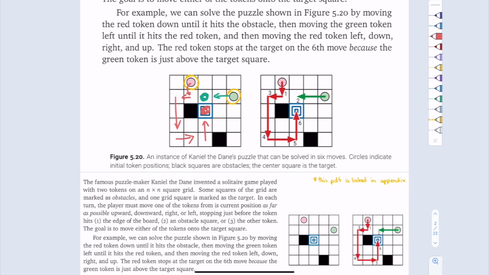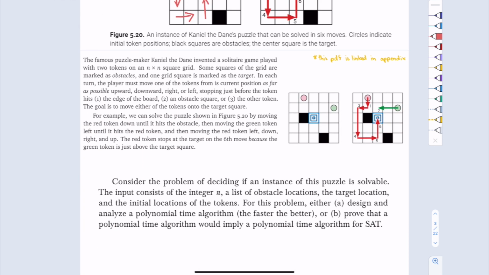So the problem is I give you one of these puzzles, which consists of an n-by-n board with the locations of the obstacles, as well as the target location and the initial locations of the tokens. The goal is to figure out if you can solve this problem or not. So design an algorithm or show that this problem is hard to solve. That makes sense? I would say this is probably tougher than I would expect on the exam, but I thought it would be fun to do.